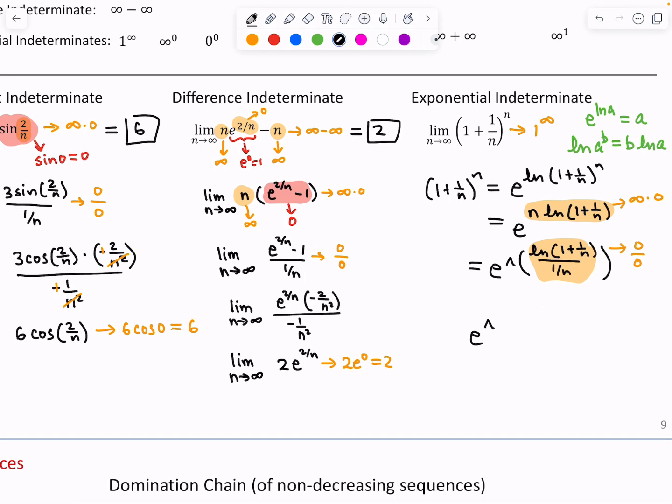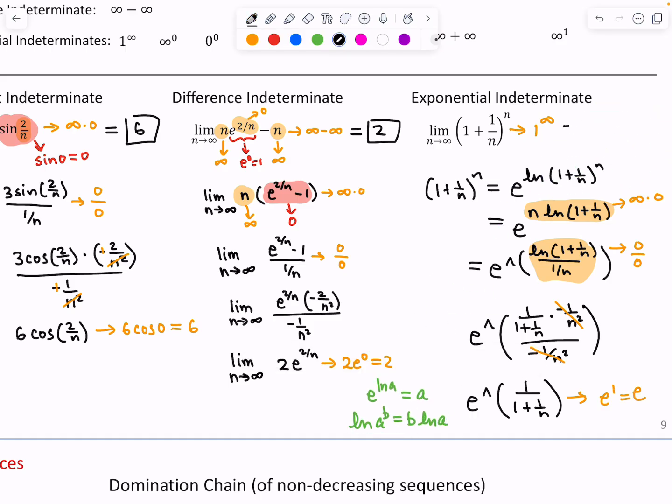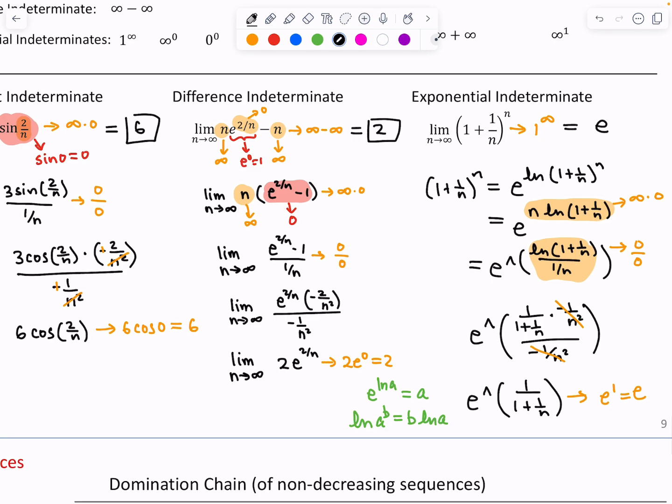So we have e raised to the, differentiate the numerator: the natural log of a function, so we do 1 over that function, and then times the derivative of that function, which is negative 1 over n squared. And then differentiate the denominator, we get negative 1 over n squared. Here we get perfect cancellation of this term and that term, giving us e raised to the 1 over 1 plus 1 over n, and this whole expression will approach e raised to the 1 over 1 plus 0, so 1 over 1, or just e to the 1. In other words, just e. Let me move this out of the way. So our original limit is going to just be e.